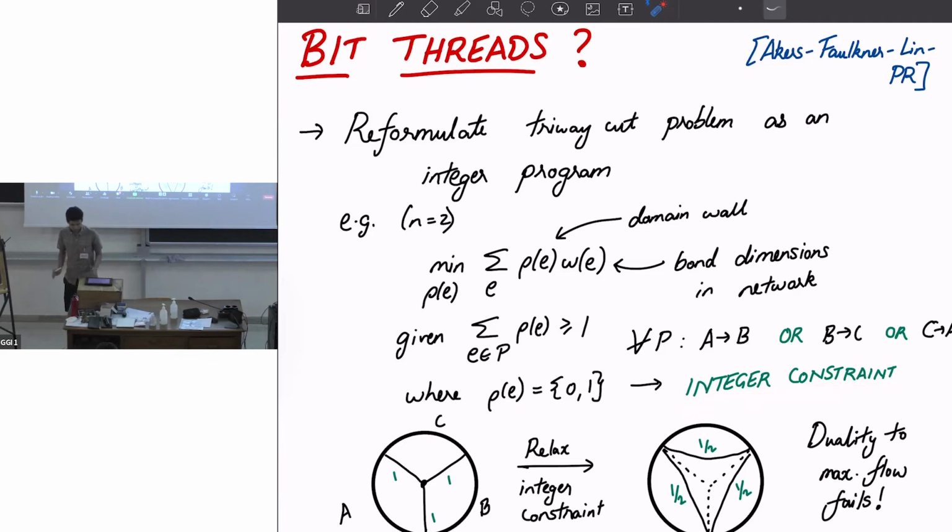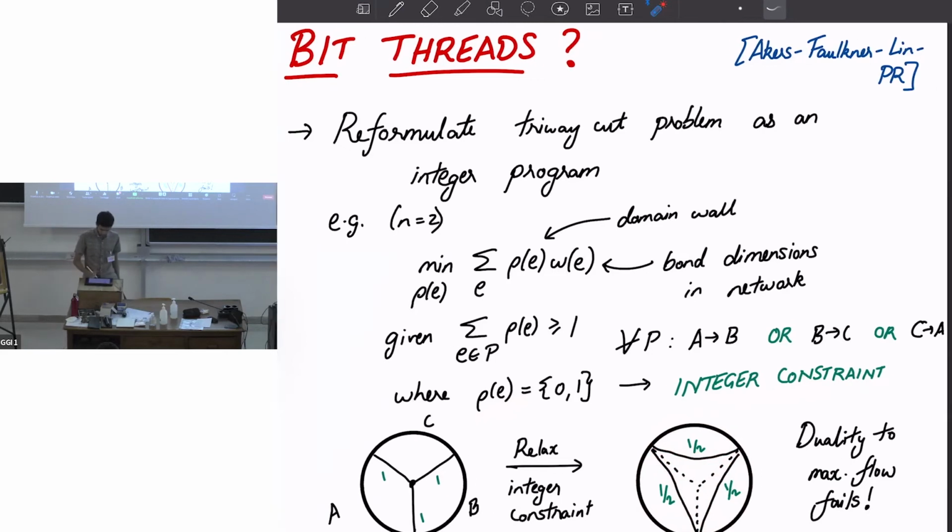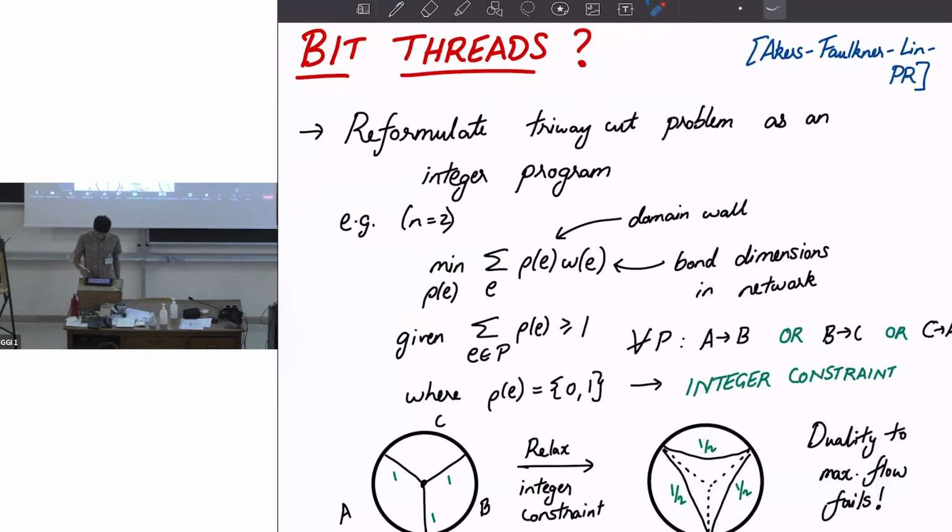If you relax the integer constraint and allow rho to be any real number, then you'd find that the minimal energy configuration is of the following form, where the tri-Weikart, which was here, gets pulled apart into these minimal surfaces. This is precisely the picture that the bit threads suggested to us. The bit threads had exactly this picture where the domain walls were at the minimal surfaces, and hence naturally it gave a linear combination of them, which was the mutual information. And so this integer constraint is super important.